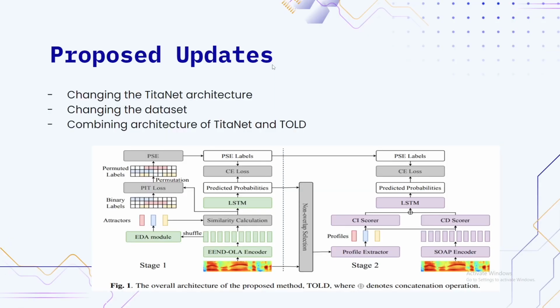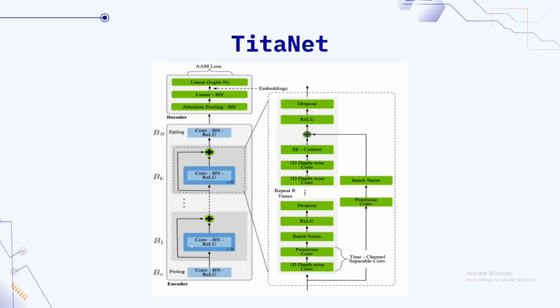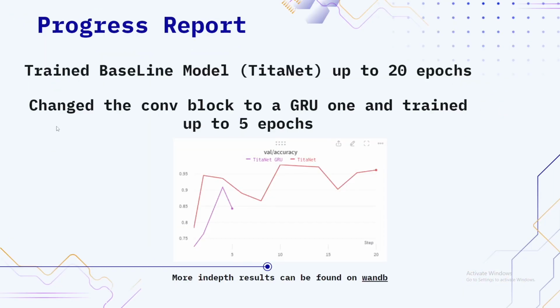So one of the proposed updates was changing the TitanNet architecture itself. What I have done is change the convolution into a recurrent network, which is a GRU gate, and see what happens. Surprisingly, it gave lower accuracy than the base model TitanNet. Even though theoretically I thought that using GRU with attention pooling would give higher accuracy but take longer.